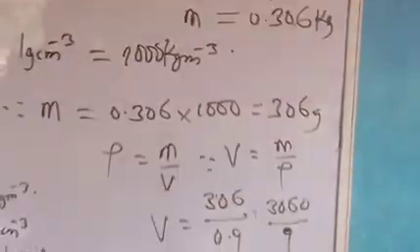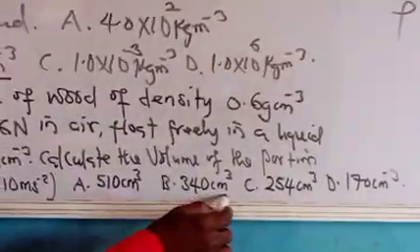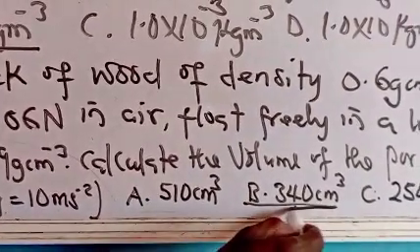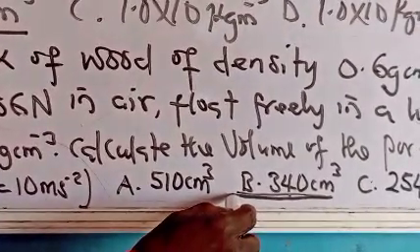The correct option here, if you look at it, is option what? Option B. Look at it here. It's option B. It's 340 what? Cm cube. That is the volume.